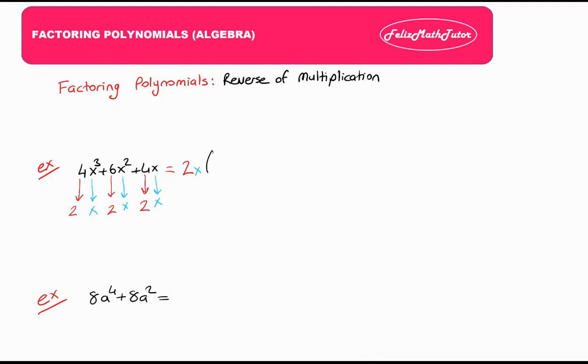Okay. So when I write it, 2x outside the parentheses, and inside the parentheses I have left 2x squared from the 4x cubed, plus 3x from 6x squared, plus 2. Yes, so this is my greatest common factor, GCF. Okay, so we factored a polynomial.